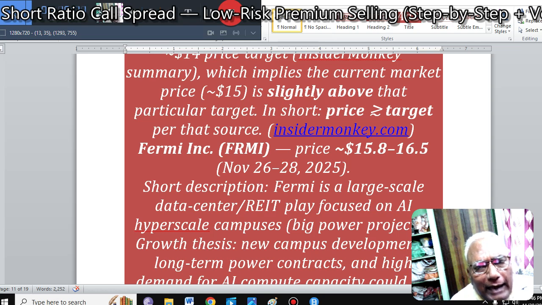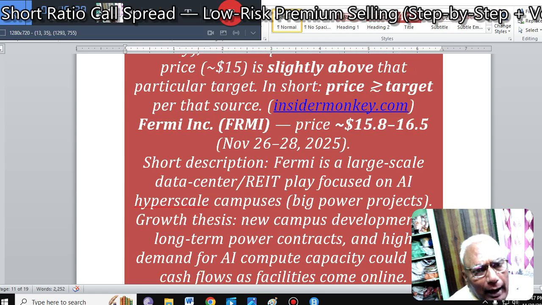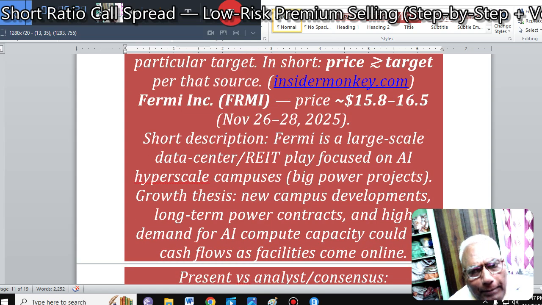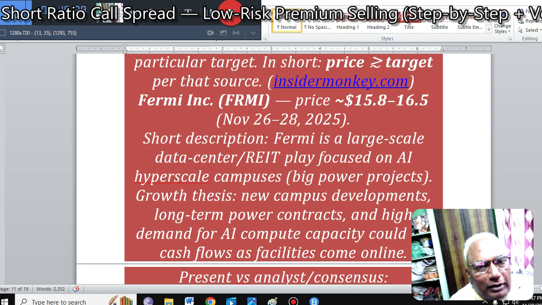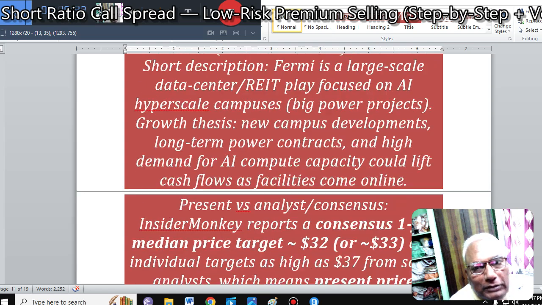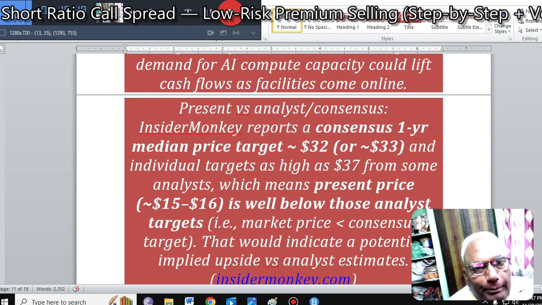Company 2 is Fermi. Price $15.80 to $16.50, November 26 to 28, 2025. Short description: Fermi is a large-scale data center developer focused on AI hyperscale campuses and big power projects. Growth thesis: new campus developments, long-term power contracts, and high demand for AI compute capacity could lift cash flows as facilities come online.